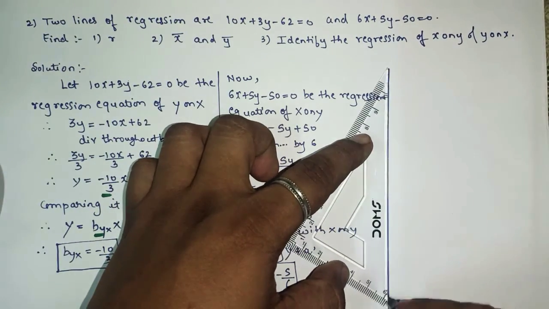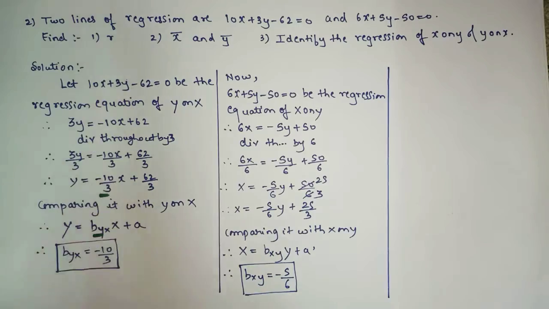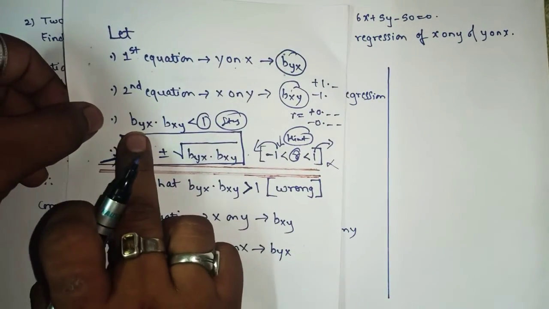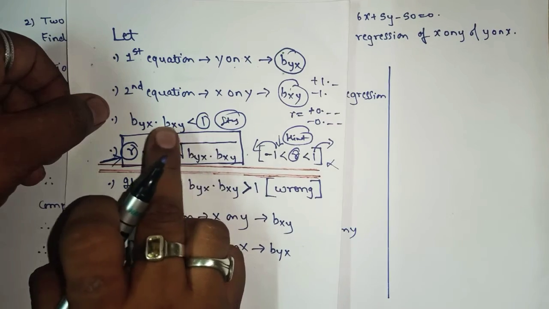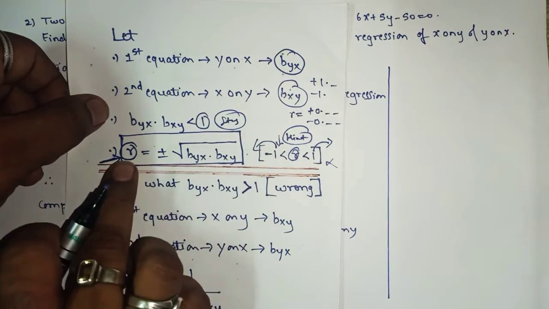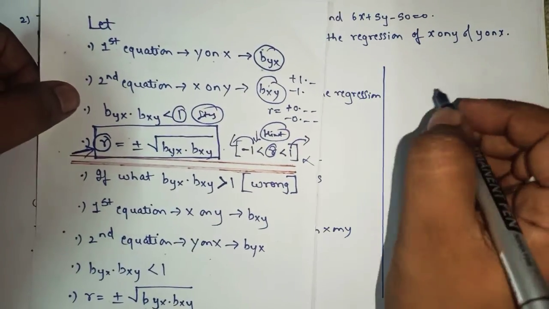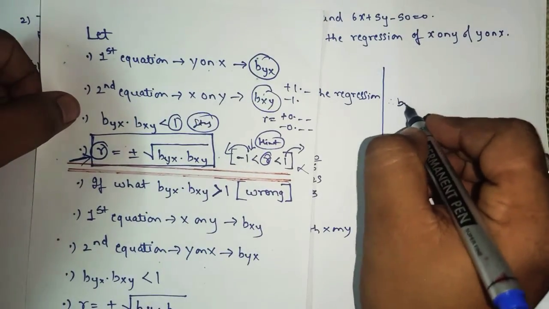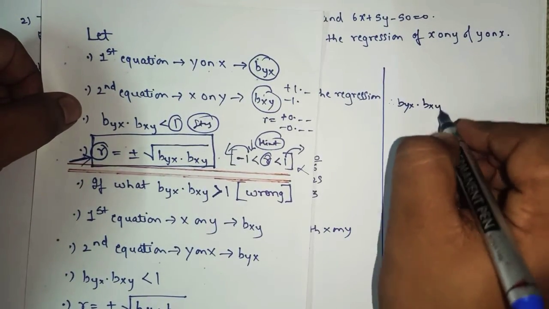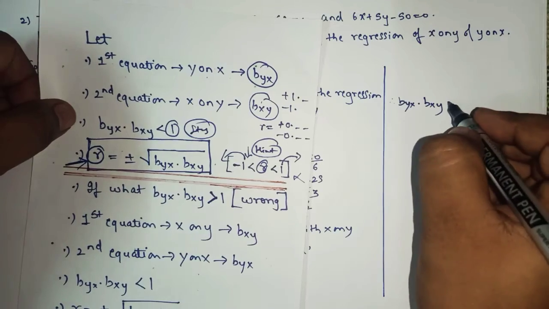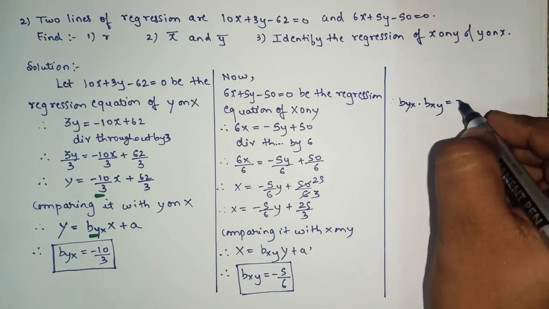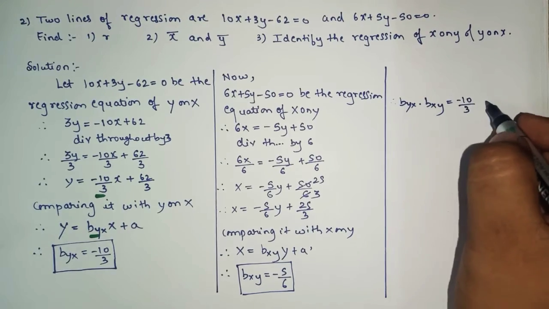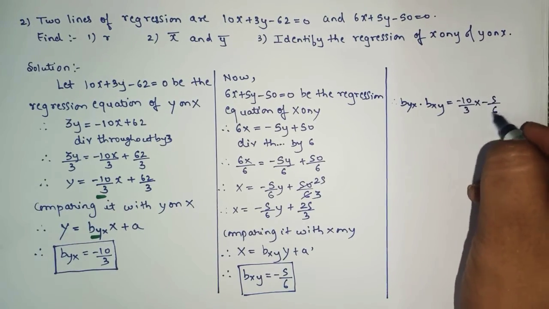Now we'll check that if the product of these two is less than 1, that means our assumption is right, and easily we can find the value of r. So therefore byx into bxy, we'll check now. Byx is what? Minus 10 upon 3 into minus 5 by 6.